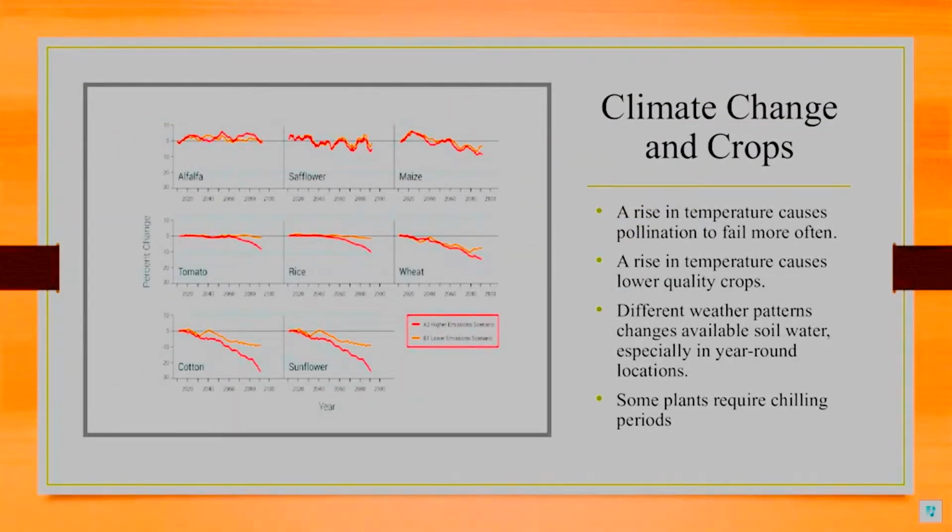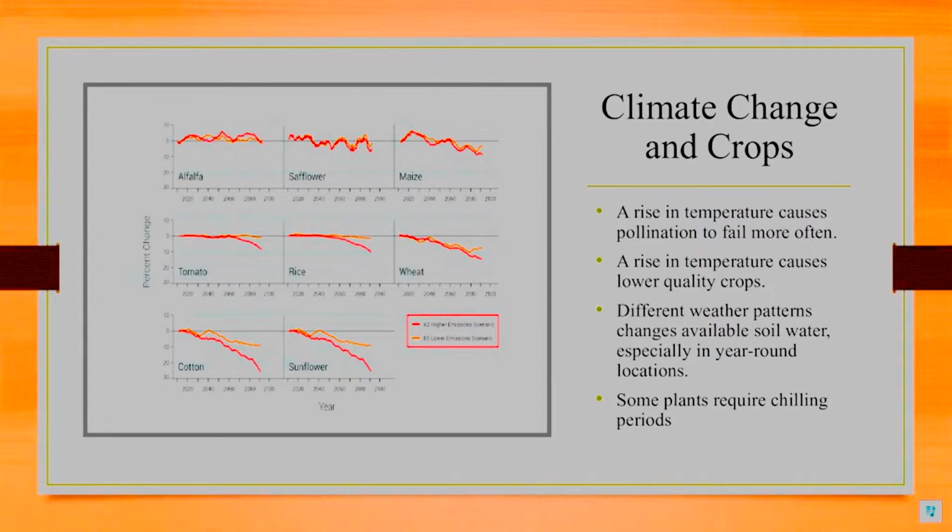Climate change and the effects on our crops. A rise in temperature causes pollination to fail more often. This can be included in the warmer winters that cause blooms to happen earlier, meaning the insects are not around to cross-pollinate between different crops. A rise in temperature can cause lower quality in crops. More CO2 is absorbed into the soil, meaning less nitrogen and other organic matter for the crops to absorb.